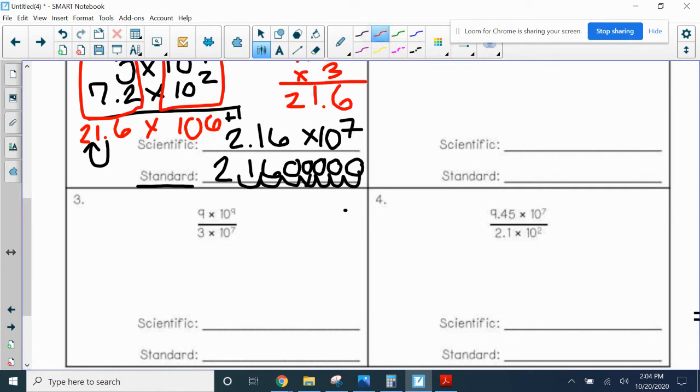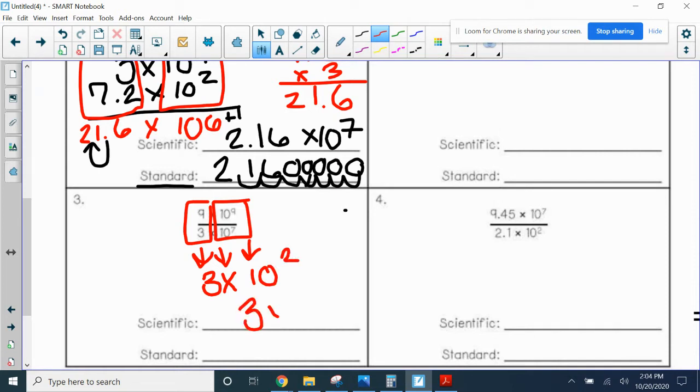All right, and then I'm going to do 3 for you. Again, they've already lined it up for us, so all we should have to do is box those up and divide. 9 divided by 3 is 3. You're going to bring down your times. 10, when we're dividing like bases with different exponents, keep that matching base. Subtract your exponents. 9 minus 7 is 2.